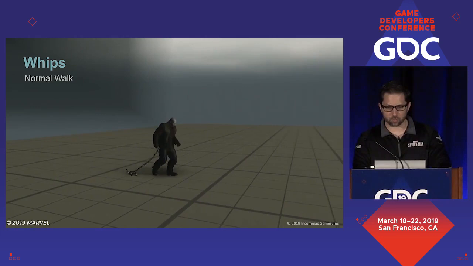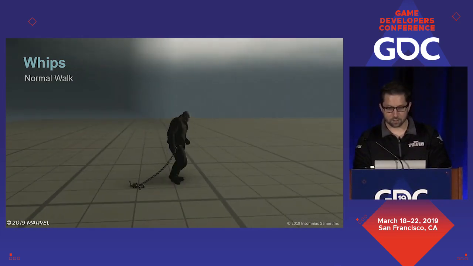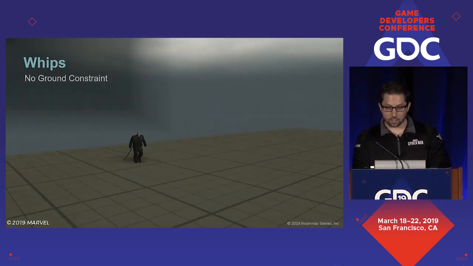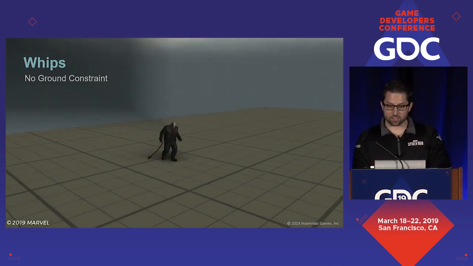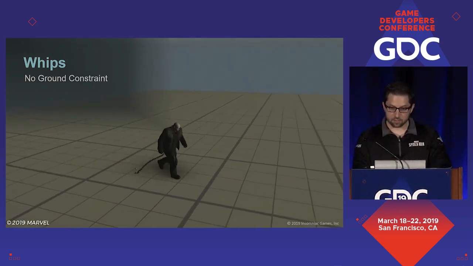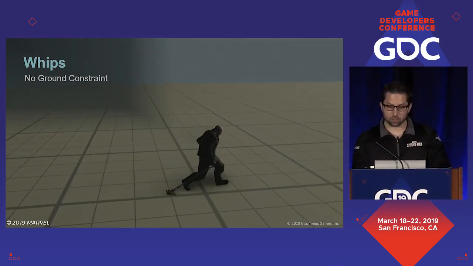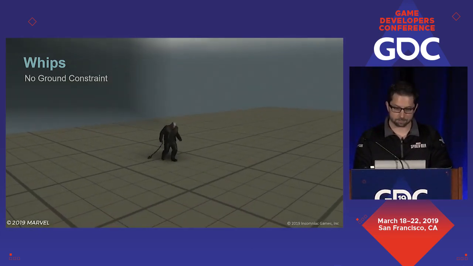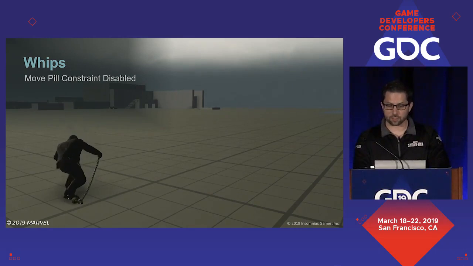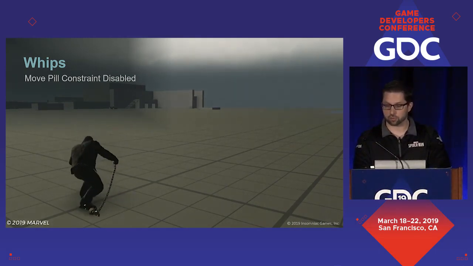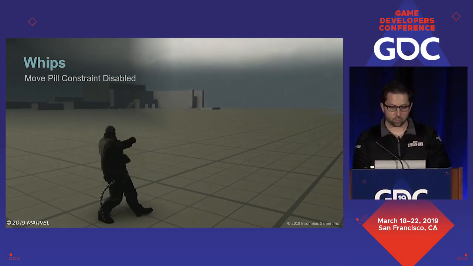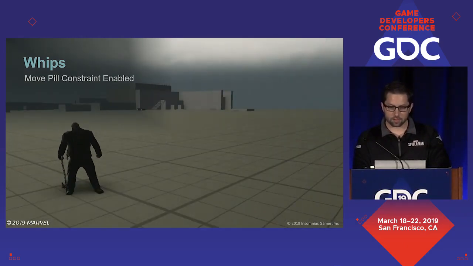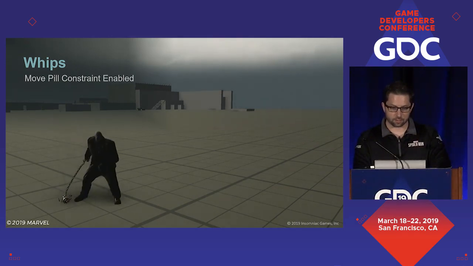Here you can see Tombstone walking normally. We apply a gravity constraint to keep the chain from floating, and we apply a ground constraint to keep it from sinking through the floor like it is here. This constraint uses the normal of the ground that the character is standing on, which we assume just defines a flat plane. The final constraint ensures that each of the joints is outside of the character's move capsule. Without it, you can see the whip clipping through his legs. But with it, you can see that the chain will move around his body.